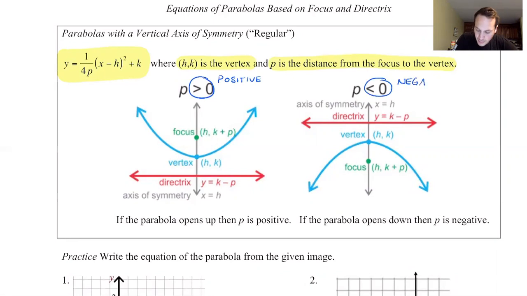Well, if P is positive, that's when you have a happy parabola. If you have a happy parabola, the focus is always inside the parabola, and the directrix is on the other side. The directrix never touches the parabola in general. If you have a negative P, that's when you have a sad parabola. So the parabola opens down, the focus is still inside of it, and the directrix is now above it. And remember, it does not touch that parabola, okay?